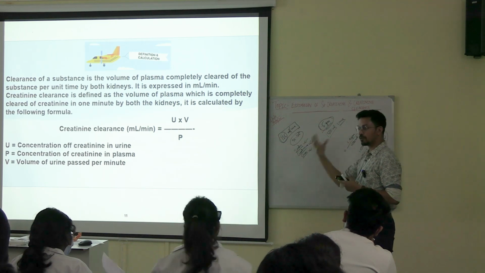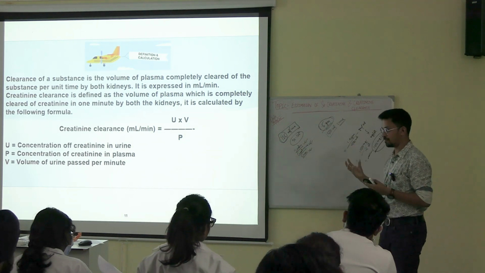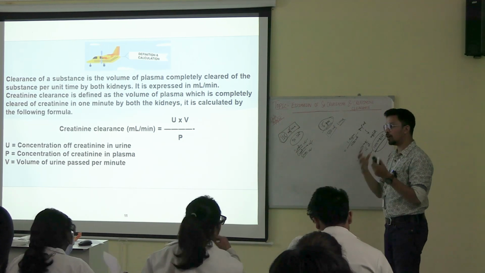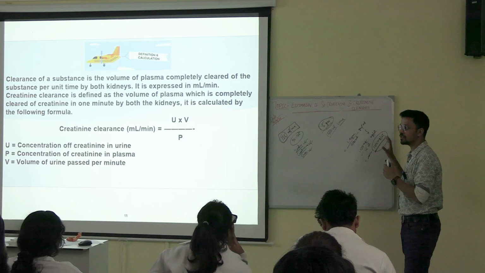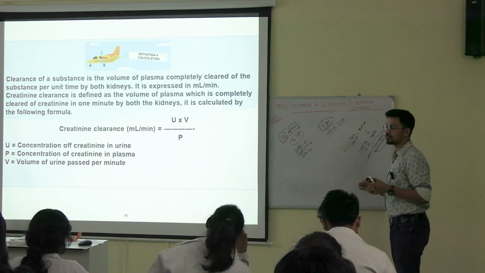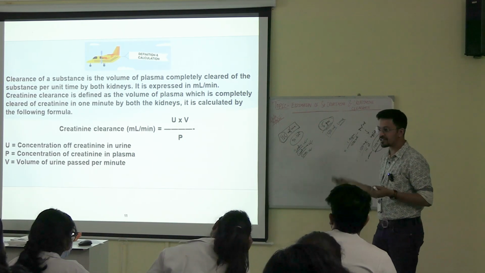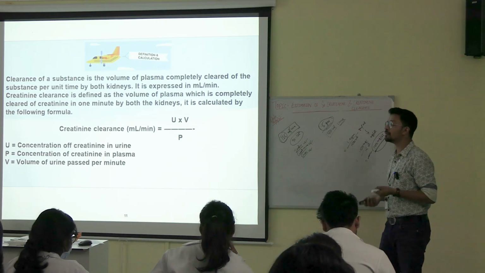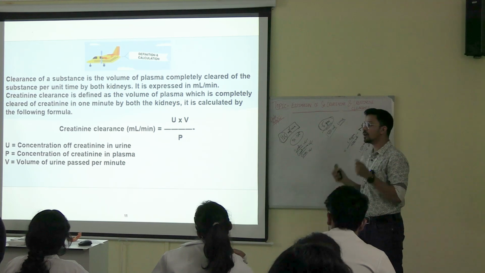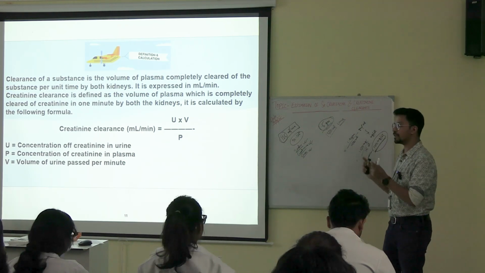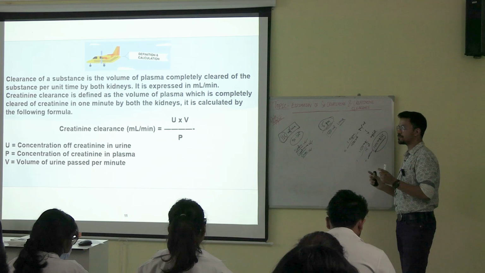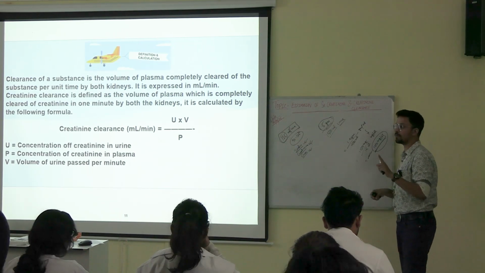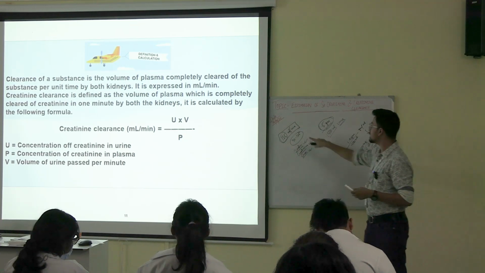If there is some amount of substance present in your plasma, how much amount of that substance can both the kidneys clear out over a period of a minute, that is known as clearance. The words are a little twisted over here because this is the definition and that is how definitions are. Can't help it, but the exact meaning of clearance is whatever amount of substance is present in your plasma, whatever amount of that substance both the kidneys can excrete in 1 minute of time. That is what is ml per minute.